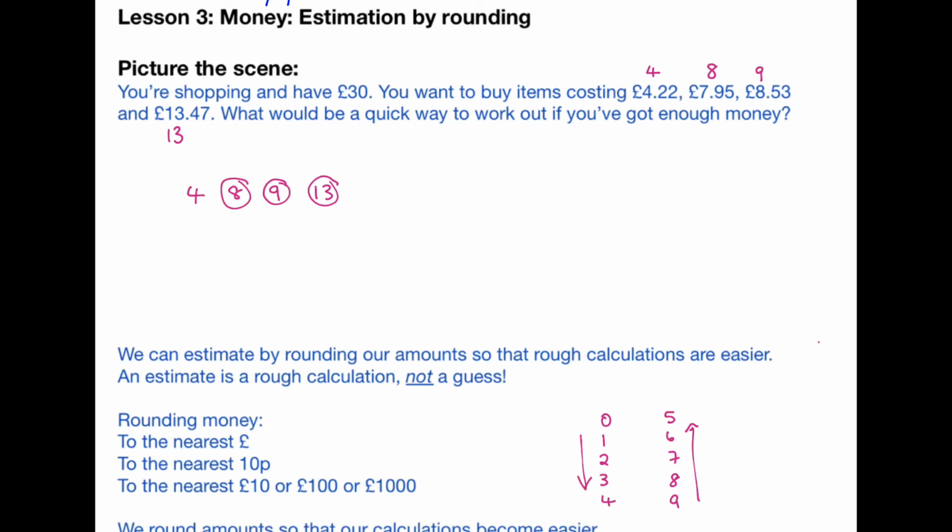22 add 8 is also a nice easy one. That makes 30 and 4. So our estimate for that shopping would be £34. So I think the answer has to be that we have not got enough money there. Because also let's notice that with this amount we rounded down, that amount rounded up, that one rounded up, and that one rounded down. So when we've been doing a mixture of rounding up and rounding down, that's when we get the best estimate anyway. So £34 would be our estimate. So the quick way to work it out has been done, and we reckon we don't have enough money.